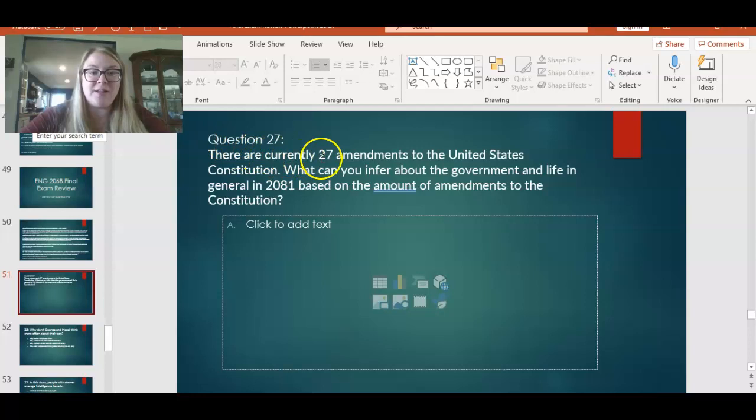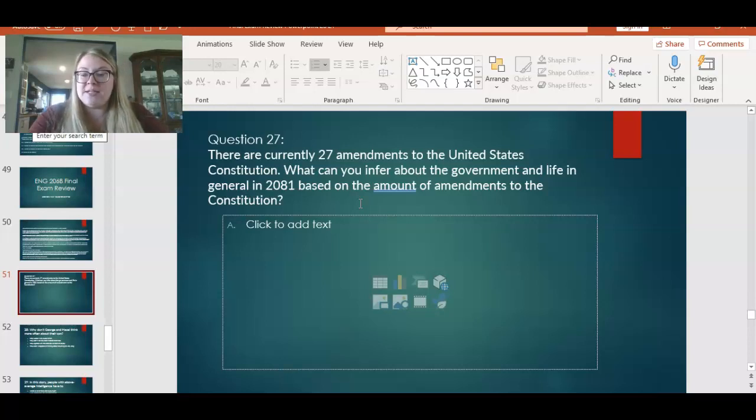It says there are currently 27 amendments to the United States Constitution. What can you infer about the government and life in general in 2081 based on the amount of amendments to the Constitution? We're going to spend a little time talking about this question because I did notice in the unit tests that there were some misconceptions here.